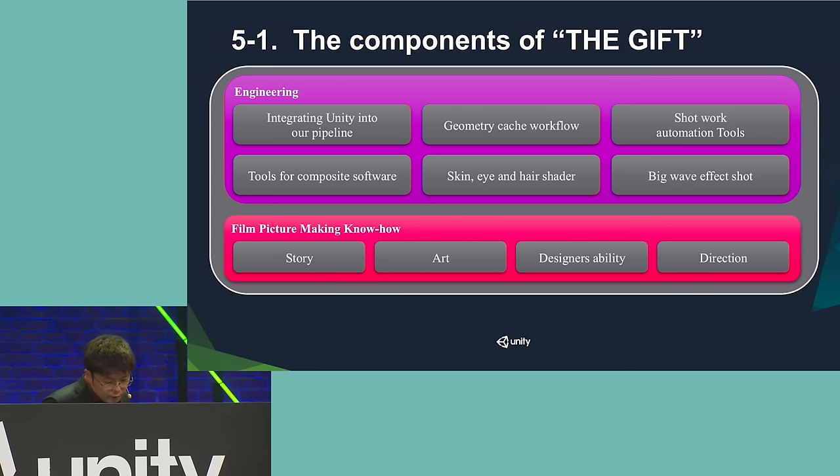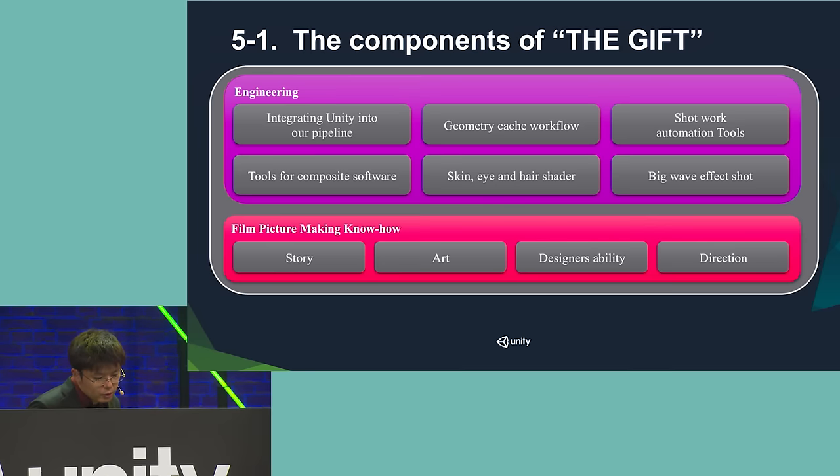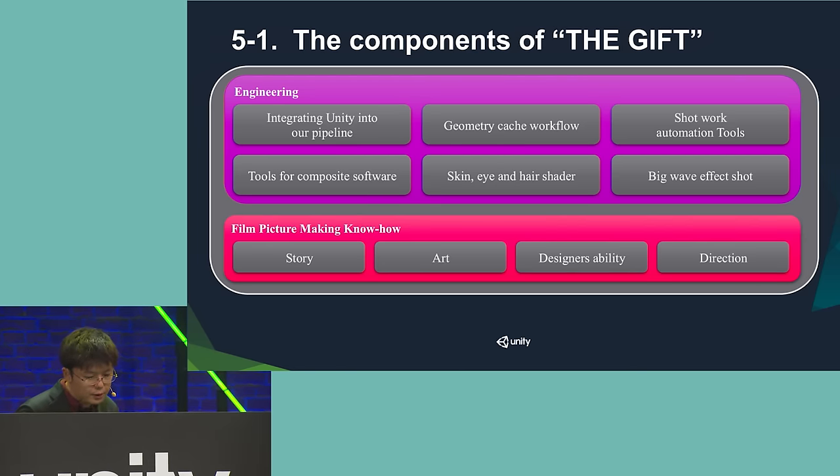This is a diagram of the components of the gift. The upper half is an engineering component that Gide has just explained. And the lower half is the film picture making know-how that the mother company originally had. We believe that the successful combination of both was the key to achieving high quality in the gift.